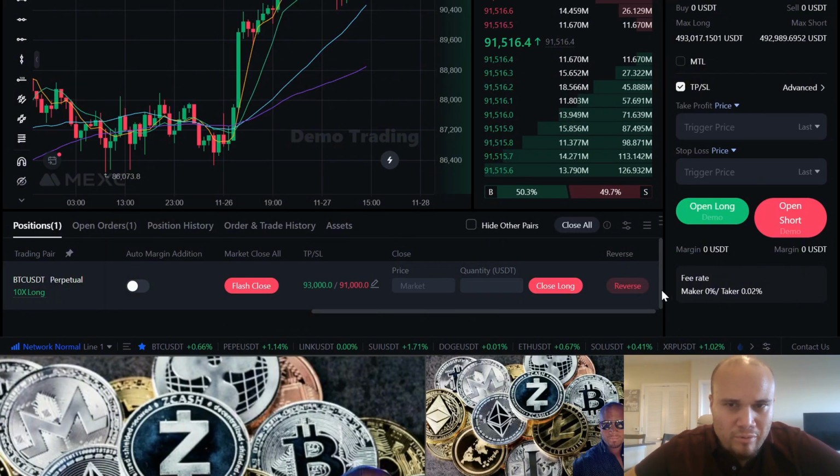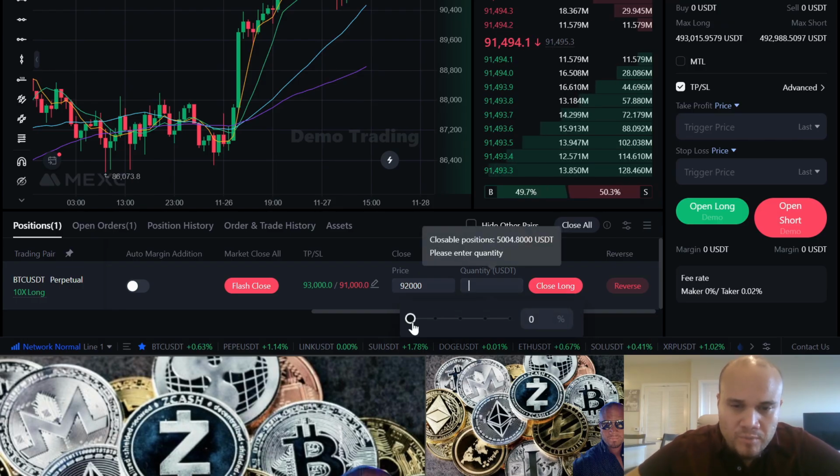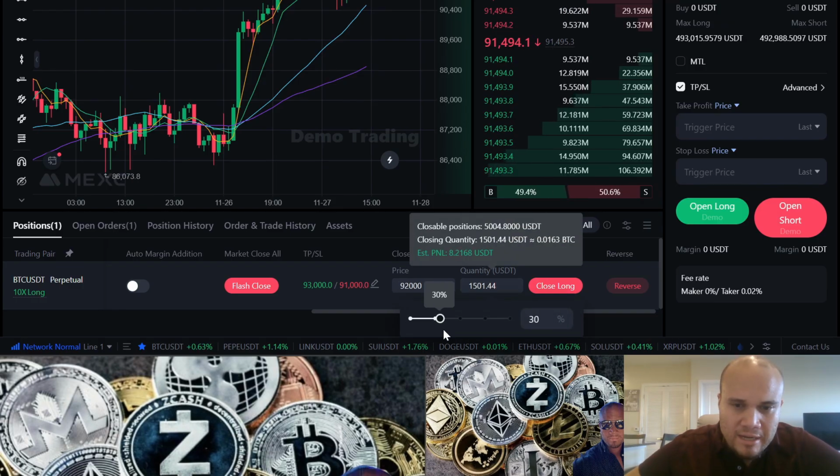Sometimes I like to take partial profits when I'm up. And if I want to take partial profits and not take the whole trade out, then I will click on the close long button here. You could do it at market price if you want to get out right now, or you can just type in whatever price you want. So in this case, maybe I want to get out at $92,000 Bitcoin, and I want to take out 50% of the position here, and I put in 50.